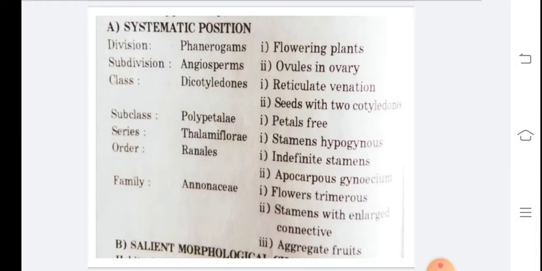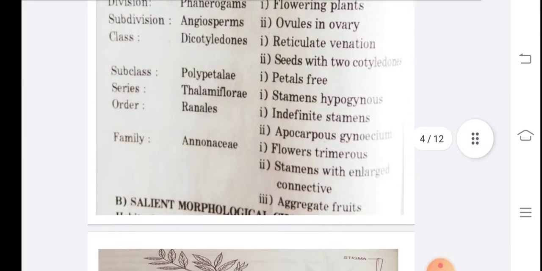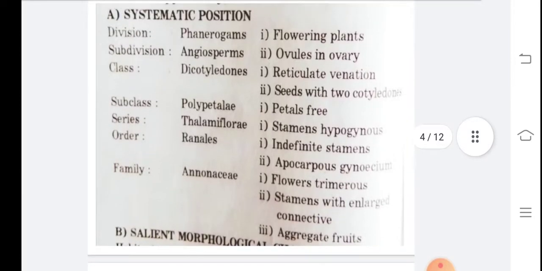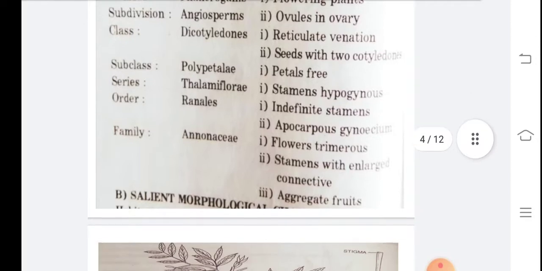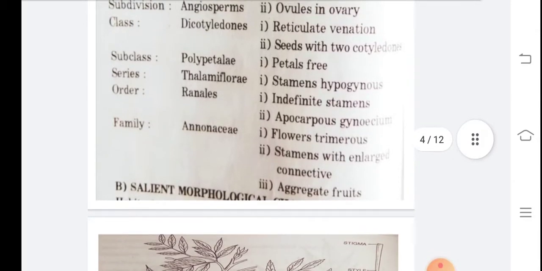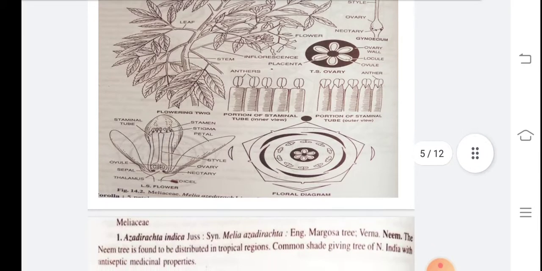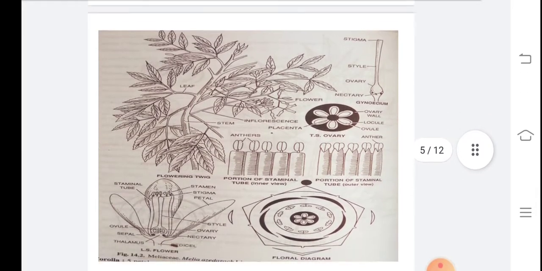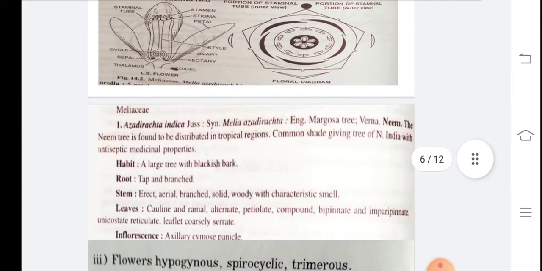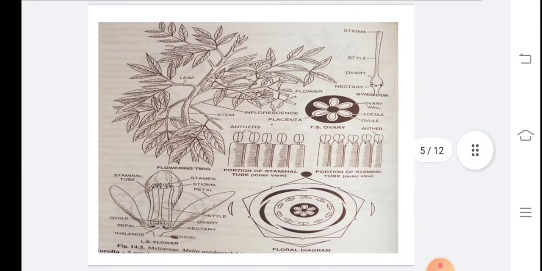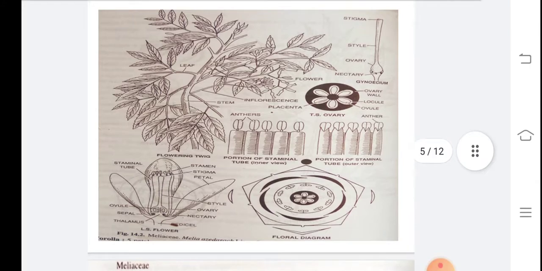It is the first order in Bentham and Hooker's classification, with indefinite stamens and apocarpous condition. This condition we have already seen in the family Anonaceae, it is the character of Anonaceae. For Meliaceae we will see the same character in this one. Then please see the photographs of this family.